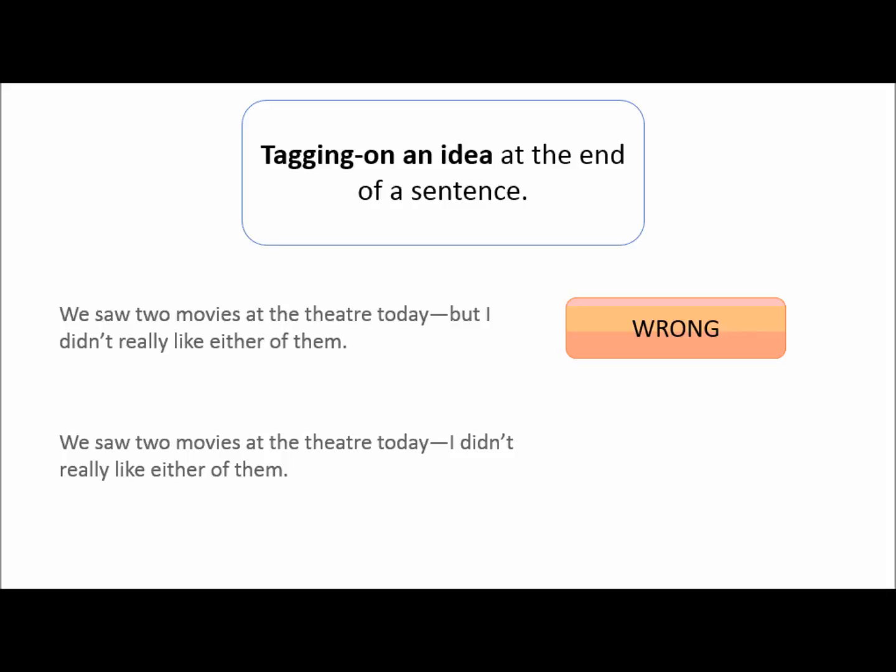However, if we rewrote the sentence, we saw two movies at the theatre today. I didn't like either of them. This would be right, because the dash almost serves the function of the conjunction, and it tags on this additional reflection on the activity of going to see movies.